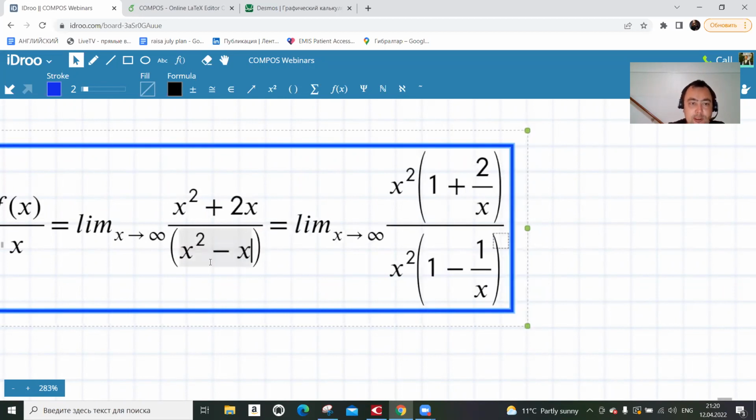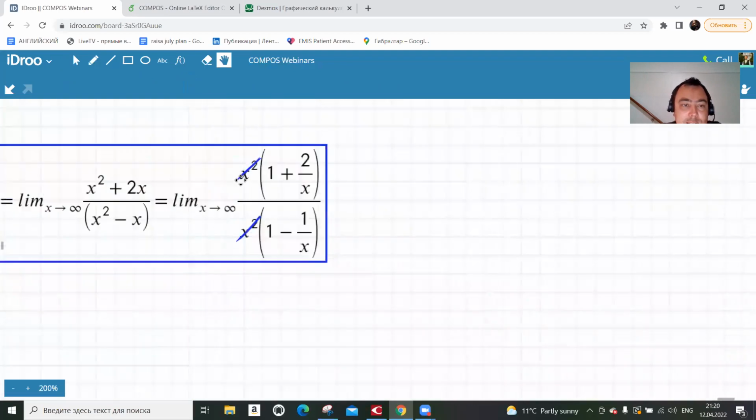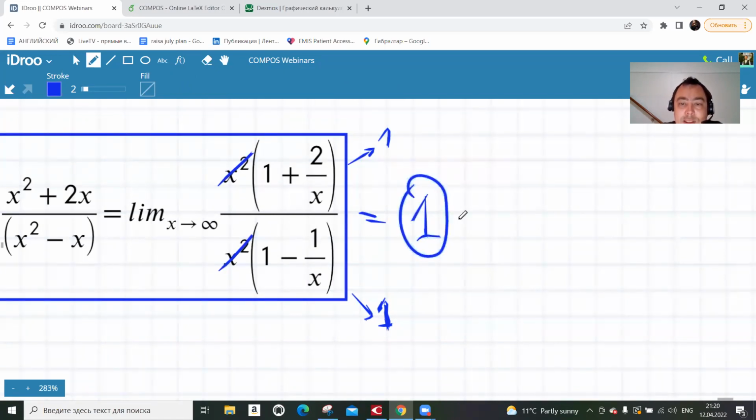X squared minus x. So if I open the brackets, it's going to be x squared minus x, and on the top is going to be x. Now x squared cancels, and I see that as x becomes infinity, this tends to 1, because 2 divided by x tends to 0, and this tends to 1 because 1 over x also tends to 0. So this limit is equal to 1.